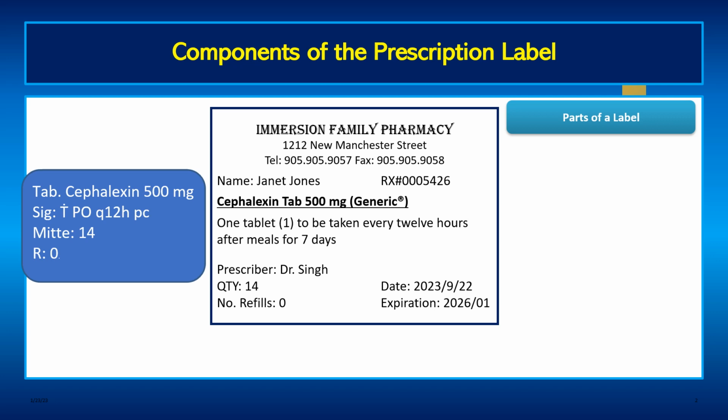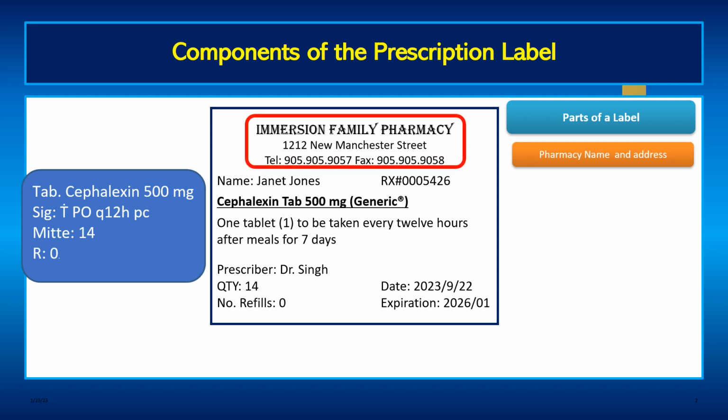What exactly are supposed to be present on that label? So the first thing that you should have is the name of the pharmacy, the address and contact information for the pharmacy that filled the prescription. The second bit of information that you want to include on the label is the name of the patient. So this patient here is Janet Jones.